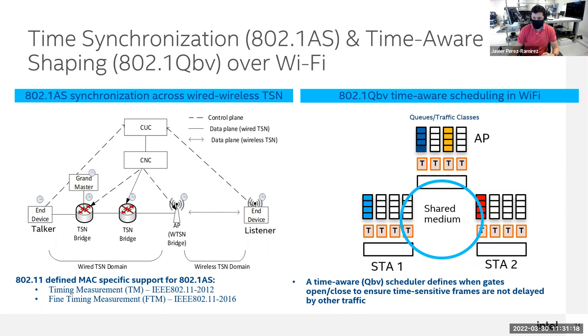And that's what 802.1Qbv here on the right-hand side is doing. As you can see, you have the access point and stations one, two, and three. When a packet arrives, you close all the gates everywhere else, so no one is trying to access the medium, only the access point at this particular time. Then you send the packet and you can guarantee that the packet arrives.